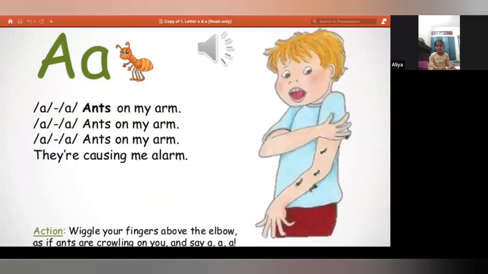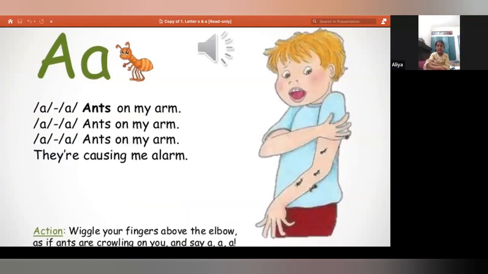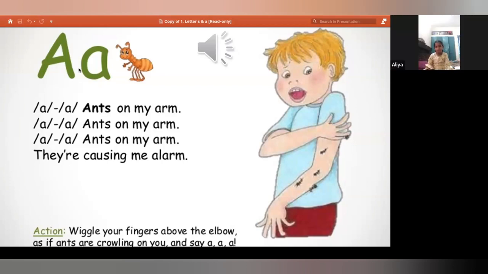What happens if the ants crawl on your hands and they start biting? You get alarmed, right? So what is the sound of A? We'll do it with action. Remove the ants, okay? Come on, let's sing the song one more time.